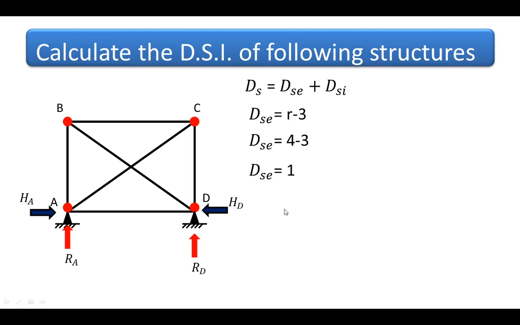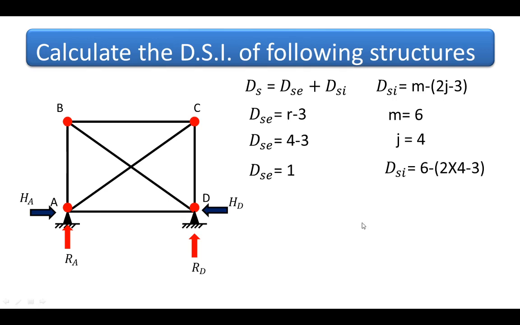Now the internal static indeterminacy, the formula is M minus in bracket 2J minus 3. M is the number of members, that is 6: AB member, BC member, CD member and AD member, then AC member and BD member. And J is 4: A, B, C and D. So put these values into our formula: DSI is equal to 6 minus in bracket 2 into 4 minus 3. That gives the value 1. So total DS is 1 plus 1, that is 2.